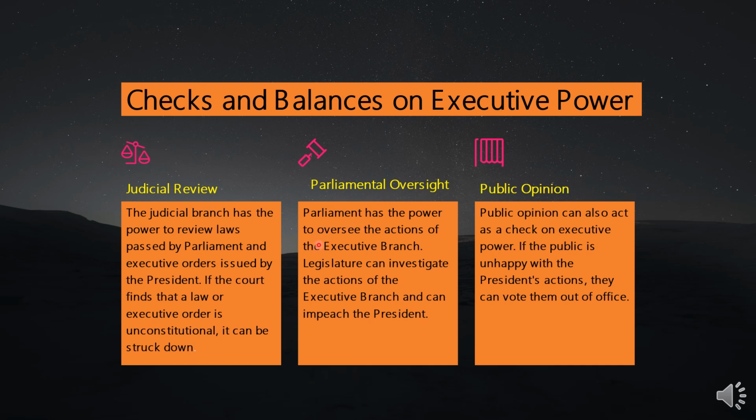Parliament has the power to oversee the actions of the executive branch. The legislature can investigate the actions of the executive branch and can impeach the President. Public opinion can also act as a check on executive power. If the public is unhappy with the President's actions, they can vote them out of office.